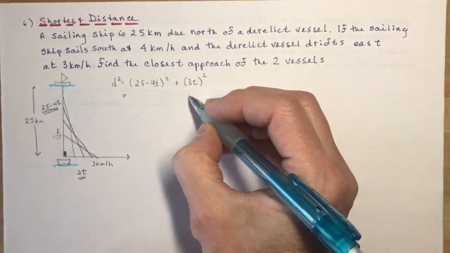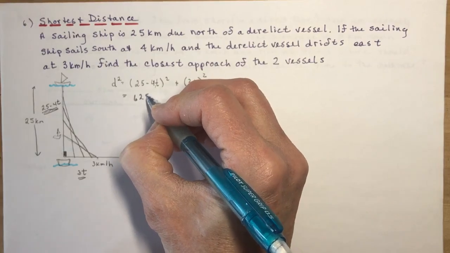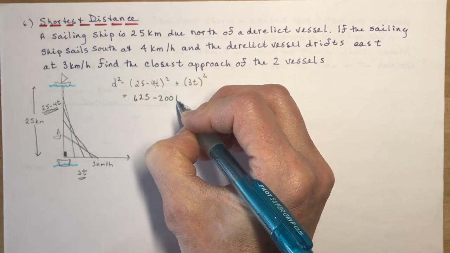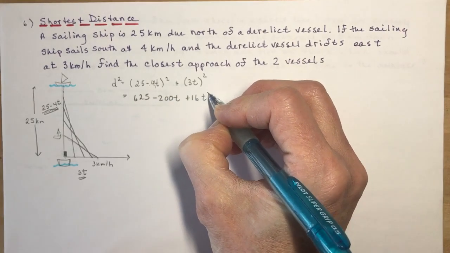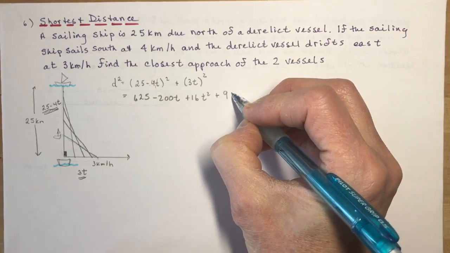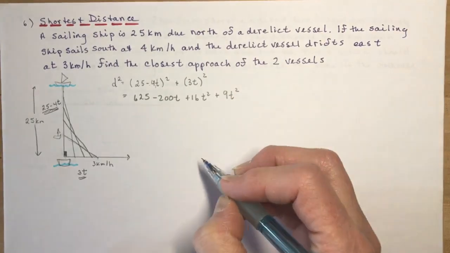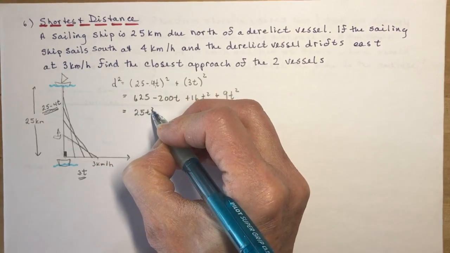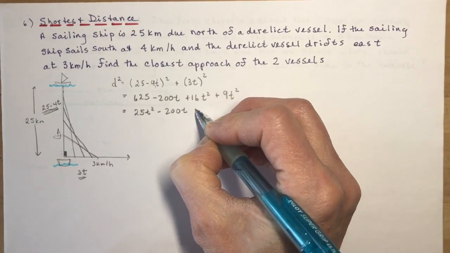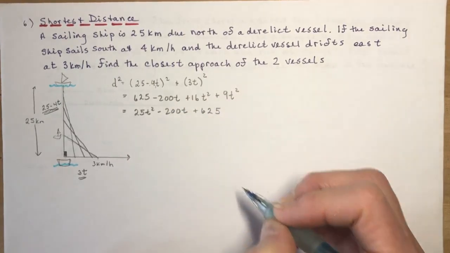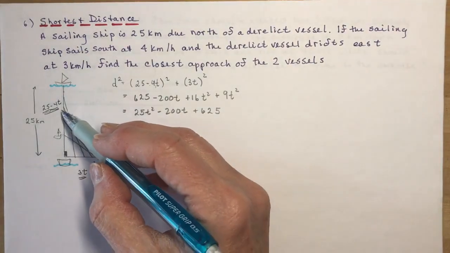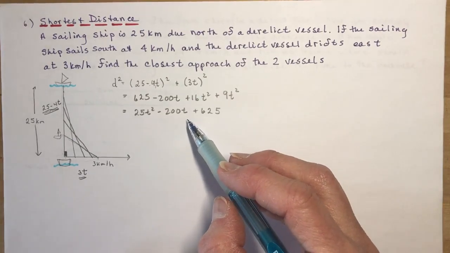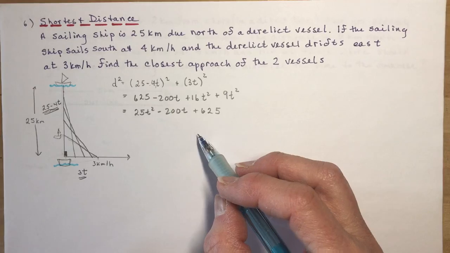Okay, so if I expand this now, 25 squared is 625. Twice the product of these two is minus 200t, plus 16t squared plus 3t squared is 9t squared. And if I write that in descending order, I have 25t squared minus 200t plus 625. Okay, so now I have a formula for the distance between the two ships at any time t. And if I want to know the closest approach, again, I want to take the derivative.